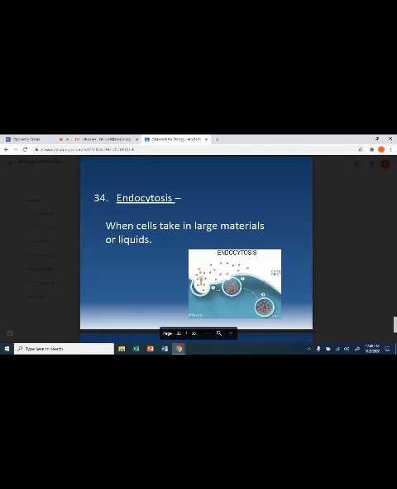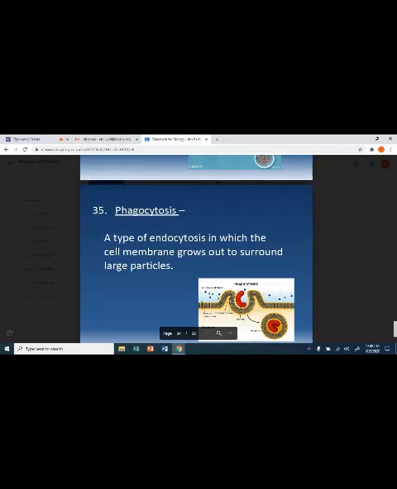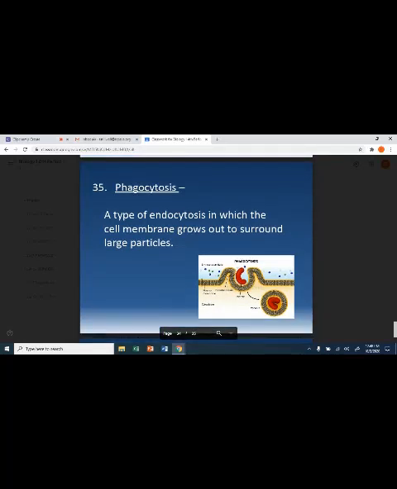Endocytosis. Endo means into. It is when cells take in large materials or liquids. It's known as cell eating. We have phagocytosis. Okay, this one is specifically cell eating. The cell membrane will go out and around a large molecule and bring it into the cell.